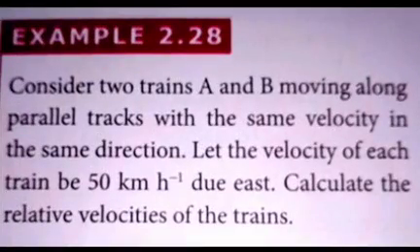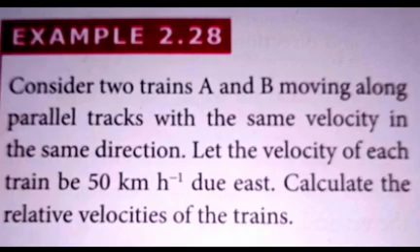Students, now we see one example problem related to these cases. Consider two trains A and B moving along parallel tracks with the same velocity. That is, they are moving in the same direction. The velocity of each train is 50 km per hour due east. The two trains are moving at the same speed, that is 50 km per hour. So we have to calculate the relative velocity of the trains. Now, first you write the given data. So the velocity of each train is 50 km per hour.